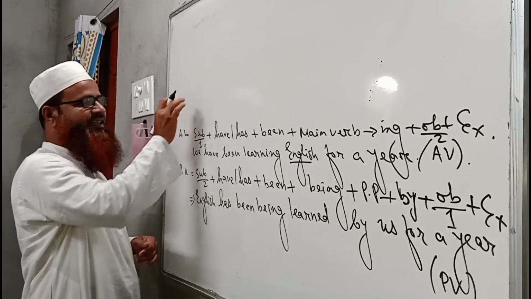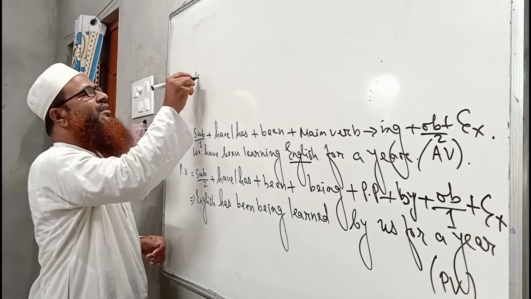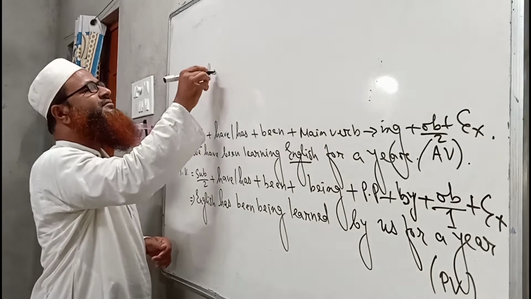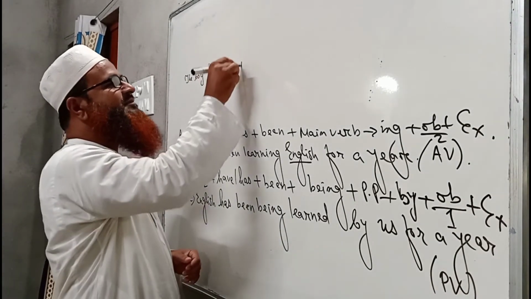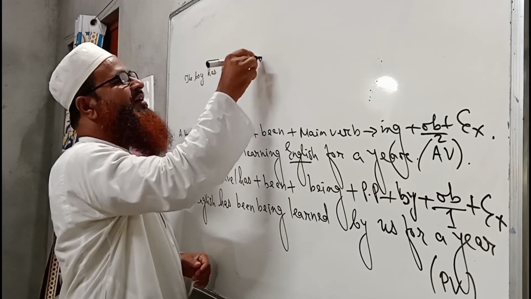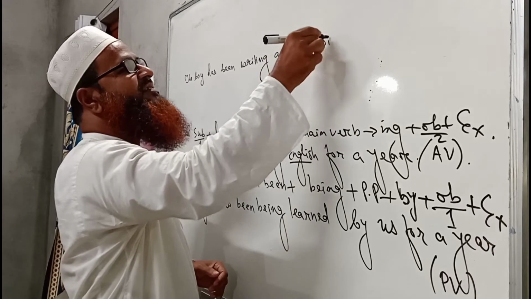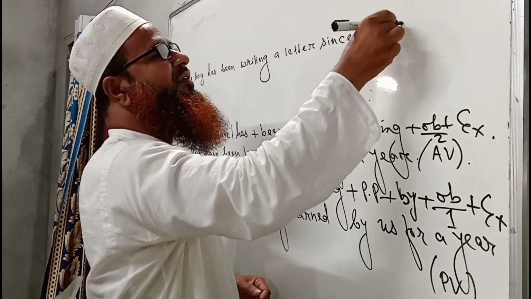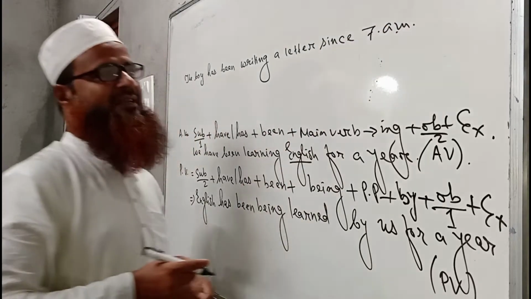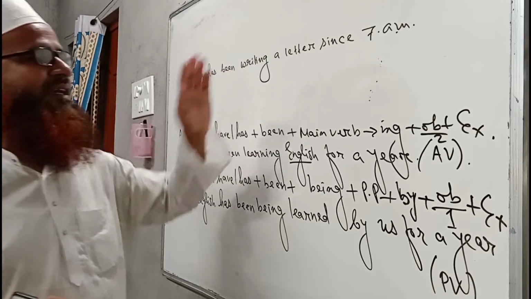Here I am writing another sentence. The boy has been writing a letter since 7 a.m. Okay, this is a sentence of present perfect continuous tense, and it is in active voice.